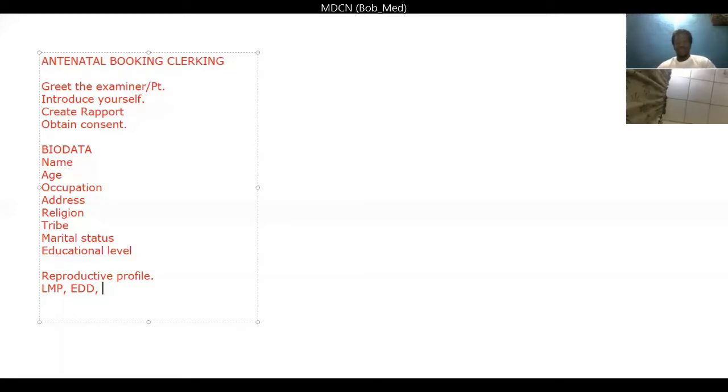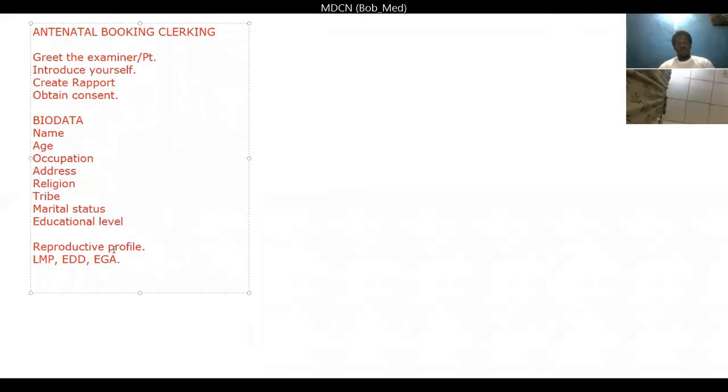Do you know when your last menstrual period was? Do you know the exact date you are supposed to give birth? Do you know how old is your pregnancy, the one you're carrying? That's the EGA, estimated gestational age. These are the few questions you're going to ask the patient. This is very important. You don't have enough time to start using Naegele's rule to calculate and all the rest. Please take note.